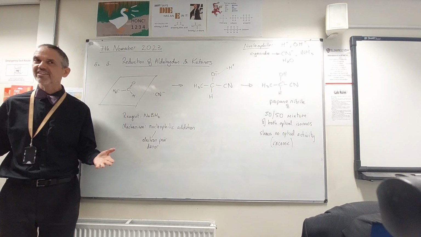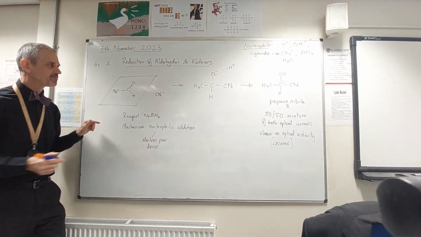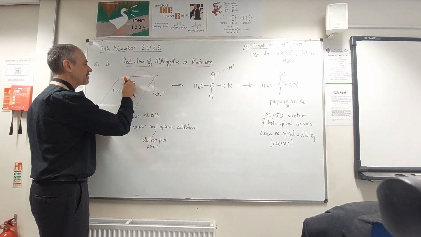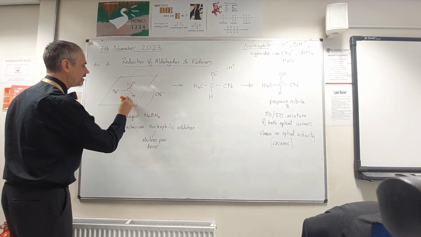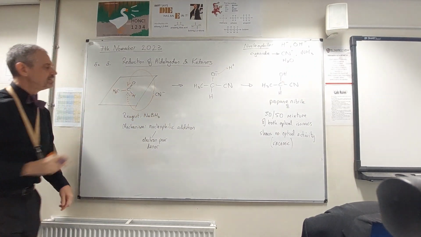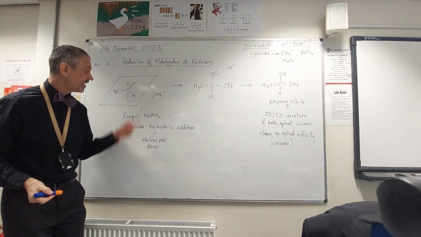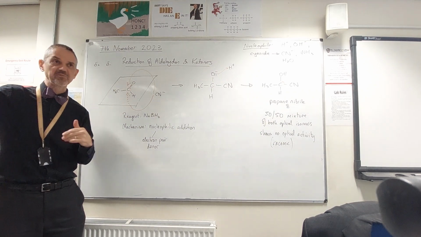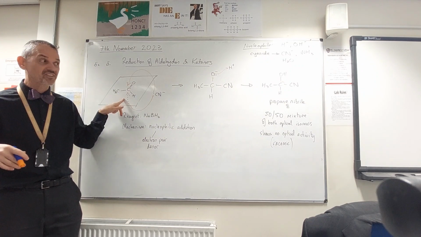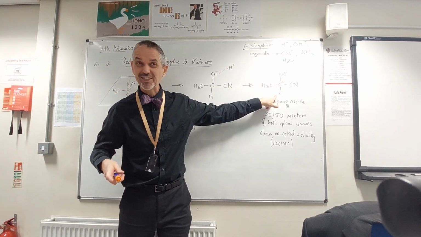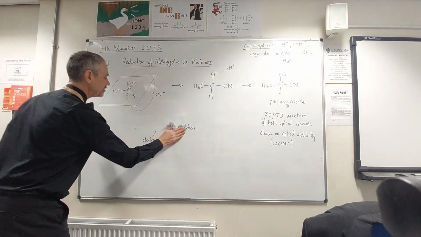Well, it's got a choice now, hasn't it? It can either come at the molecule from the top, or it can come at the molecule from the bottom. I could imagine it's either going to come in that way, or it's going to come in that way. And importantly, it's got a 50-50 chance of coming in from the top or the bottom. And if it's got a 50-50 chance of attacking from either side, I'll get a 50-50 mixture of both optical isomers. Let me just write that out.